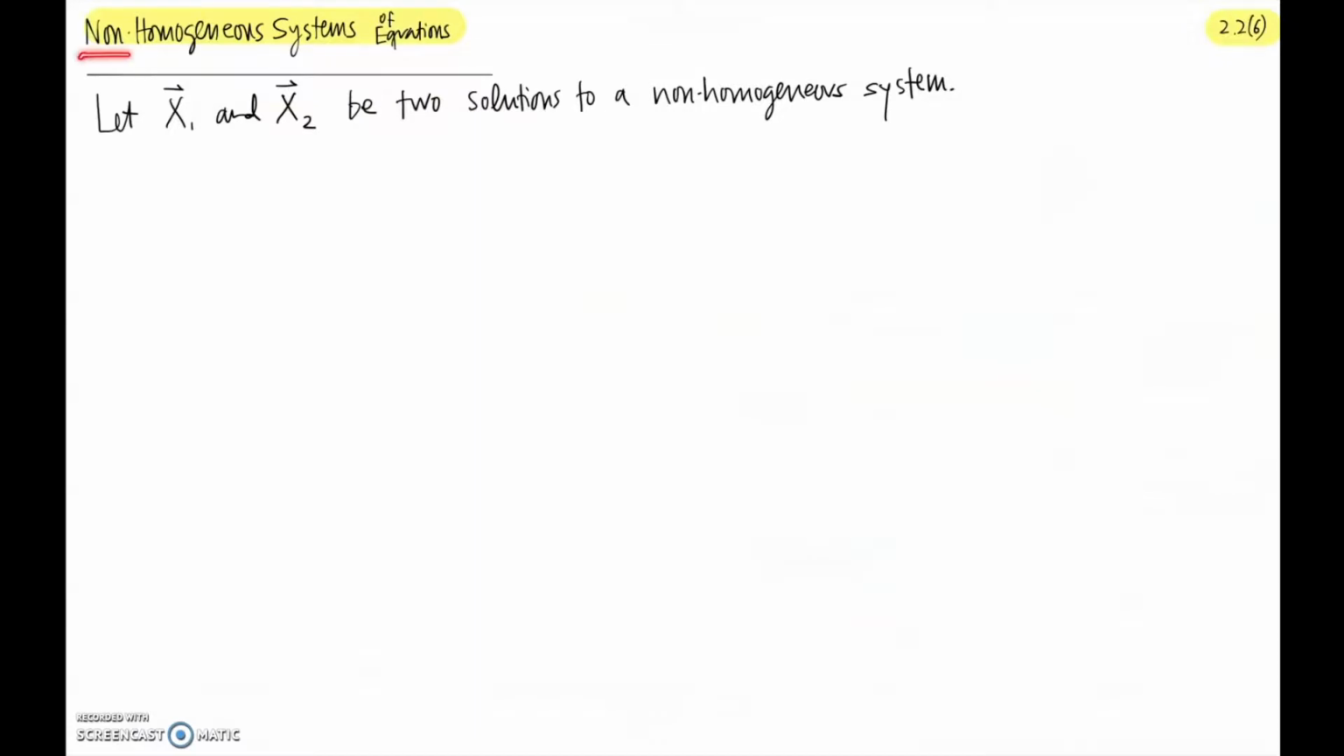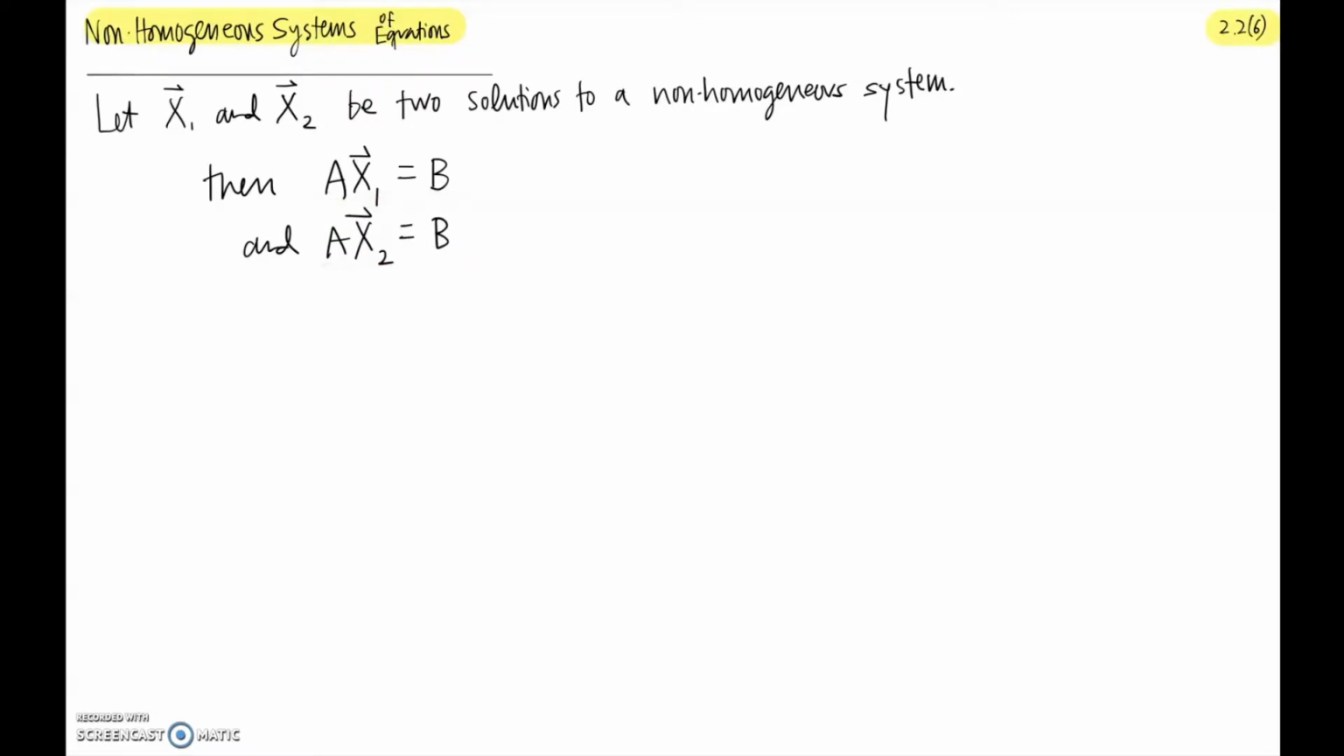Let's look for a minute at non-homogeneous systems. So let's take two solutions to a non-homogeneous system. And remember, a non-homogeneous system is just one where your constant terms are not all zero. There are some constant numbers like 4, -3, 2 on that other side of the equal sign. Okay, if they're both solutions, then this statement is true: Ax1 equals b and Ax2 equals b. Remember, we're thinking of all of these as matrices here.